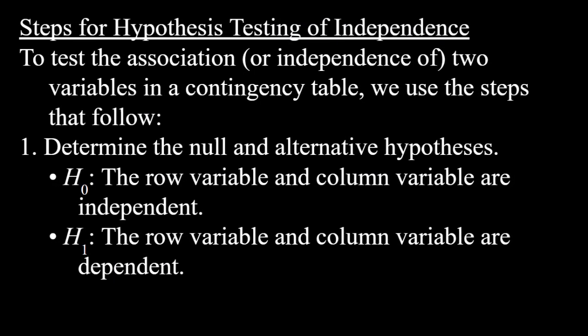So the steps for testing independence with a chi-square test for independence are this. We will test the association or the independence of the two variables in a contingency table, and we will use the steps here. So determine the null and alternative hypotheses. We already mentioned the null hypothesis is always going to be that the row variable and the column variable are independent. The alternative hypothesis will always be that the row variable and the column variable are dependent.